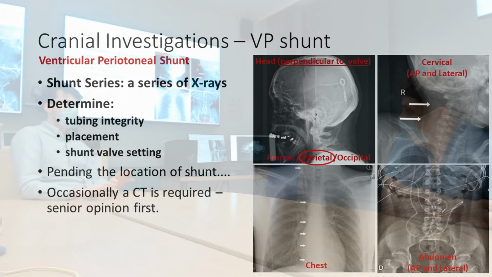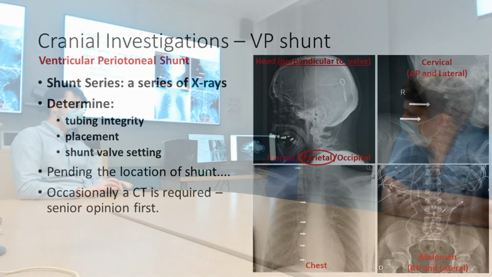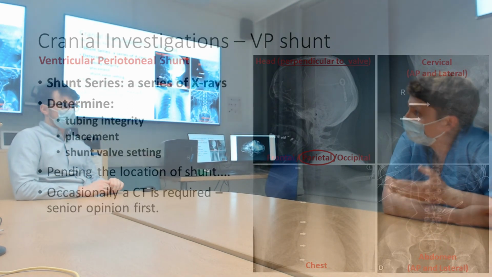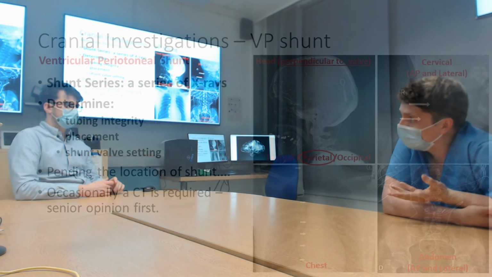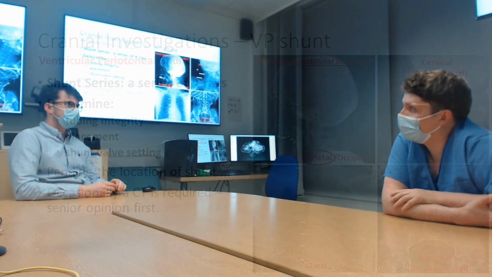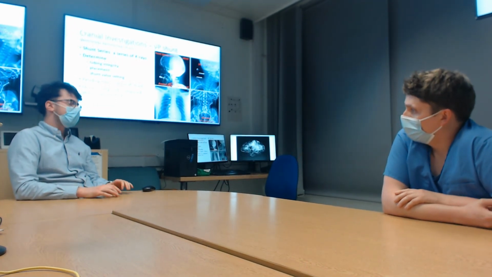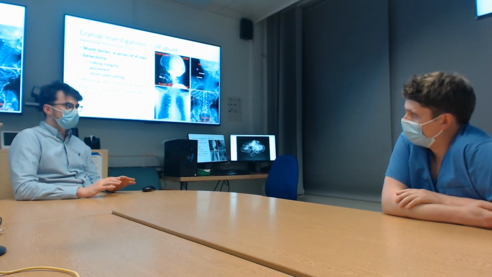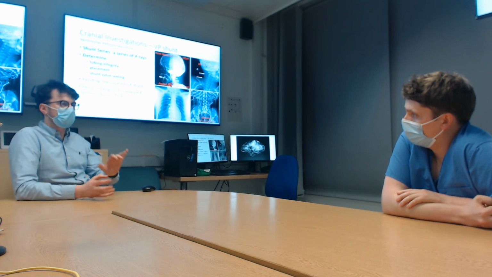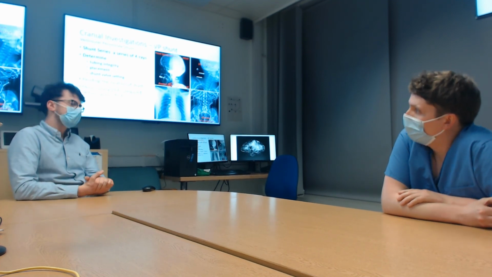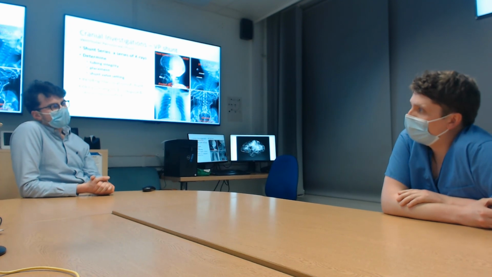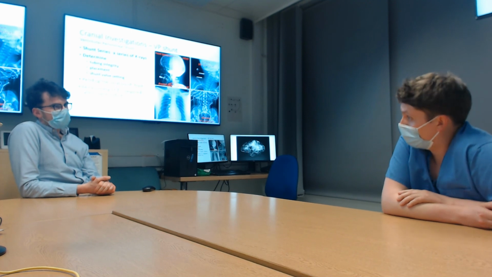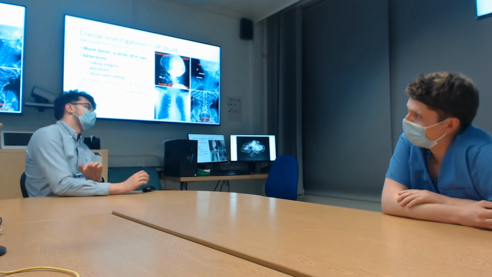So I think my standard request would be full shunt series, head perpendicular to valve ideally, because then you can read the setting. If it isn't perpendicular, then you can't really read it, and then you have to go for another. And then AP lateral neck, chest, AP lateral abdomen. And you don't necessarily have to do all of those if they've recently had one with that shunt in place. But occasionally you'll come across some that there isn't an overlapping X-ray, and therefore a fracture can occasionally get missed. So that's another key thing.